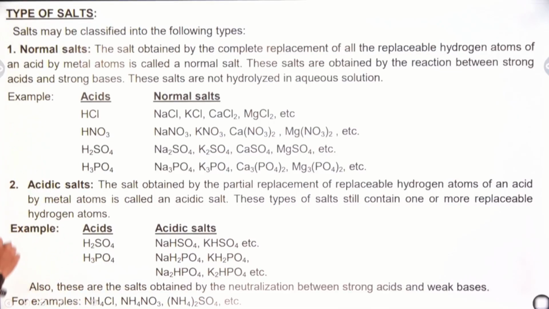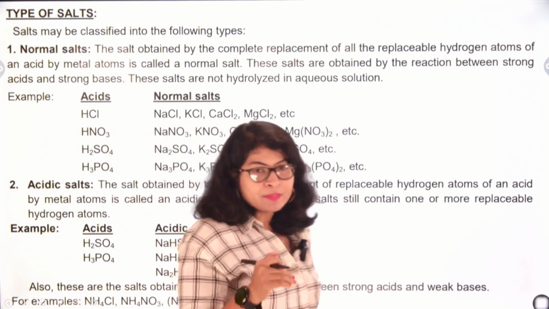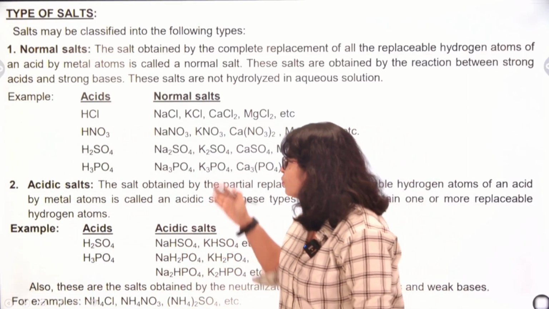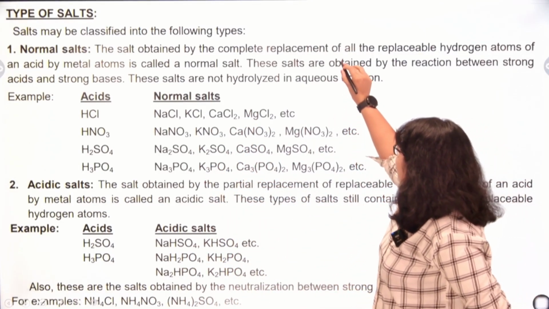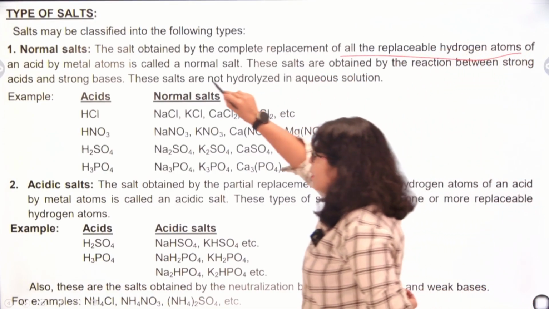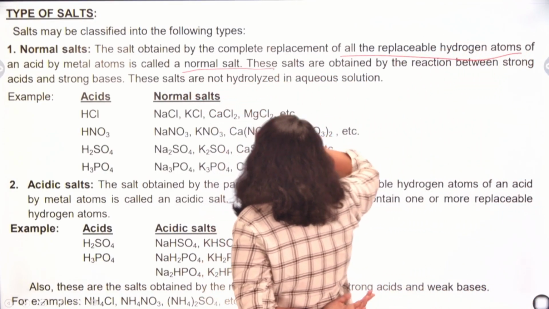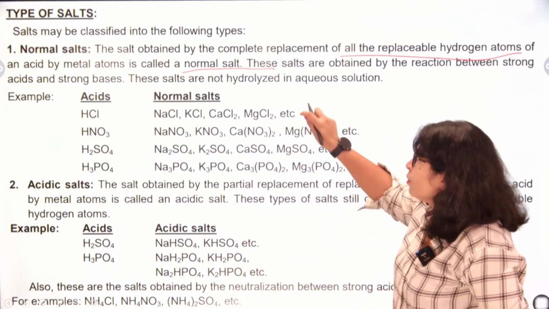Now, let us see some types of salt: normal salt, acidic salt, basic salts. Okay, what are normal salts? Which are neutral. They are formed by strong acid and strong bases. Got it? So, you can see these examples also if you want. Normal salts are obtained by complete replacement of all the replaceable hydrogen atoms of an acid by metal atoms. It is called a normal salt. These salts are obtained by the reaction between strong acids and strong bases.